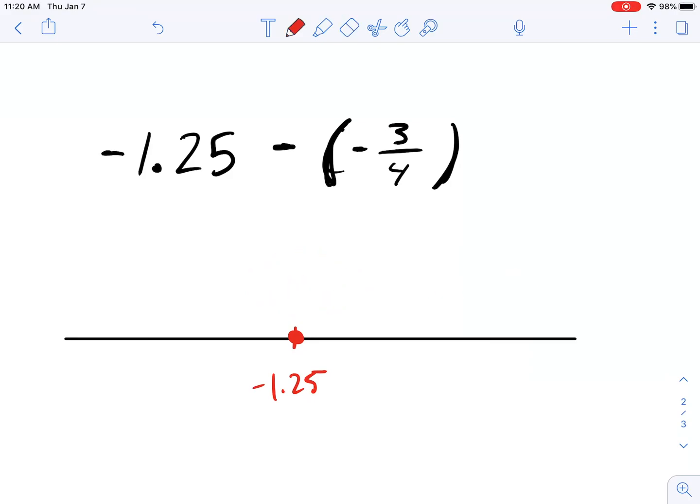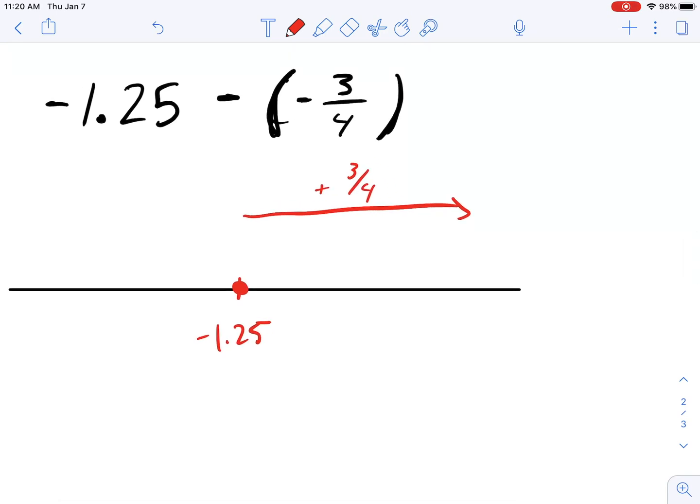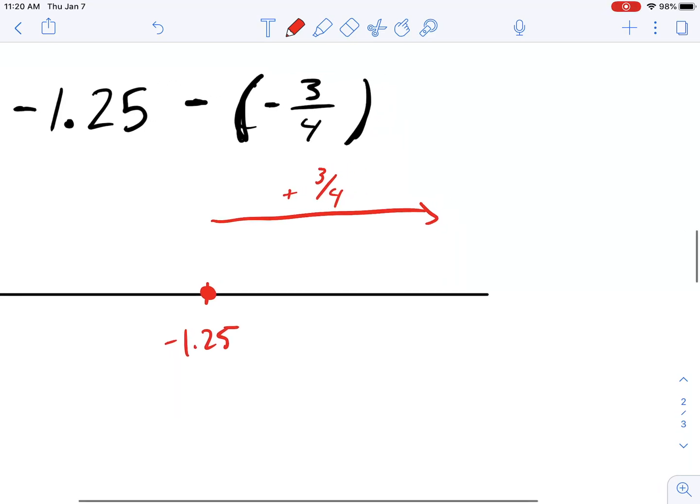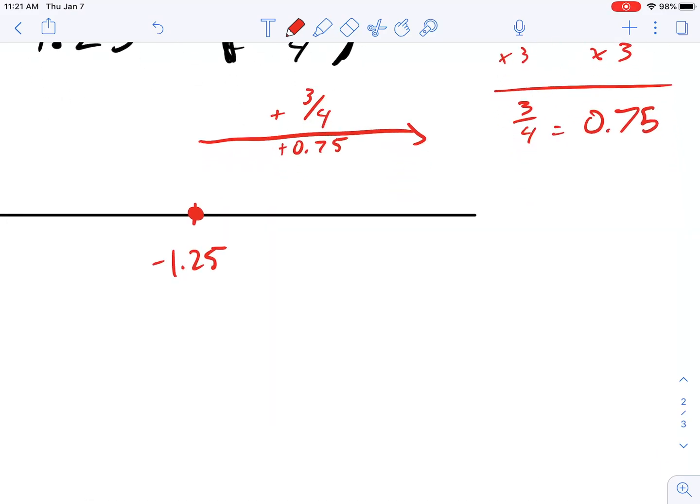I'm going to erase the person because we know which way we're moving, and we have a lot more to do. So we know we're going to be moving 3/4 to the right. And again, this is one of those things in the beginning of the year and in 6th grade you should have memorized your benchmark fractions. You should know that 1/4 is 0.25. So that means that 3/4 is 75 cents, so 3/4 is 0.75. So we're going to be moving 0.75, okay?